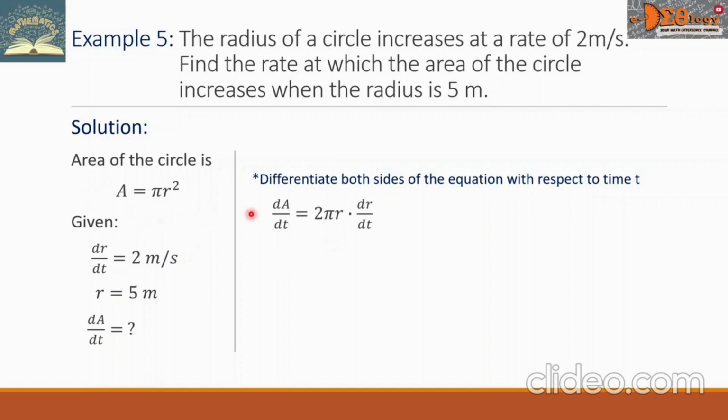The left side becomes dA over dt equals, the right side now becomes 2 pi r times dr over dt. Let us now substitute the given values. The r becomes 5 and this dr over dt is now 2. Simplifying, we get the final product as 20 pi. The unit of measurement is square meters per second.